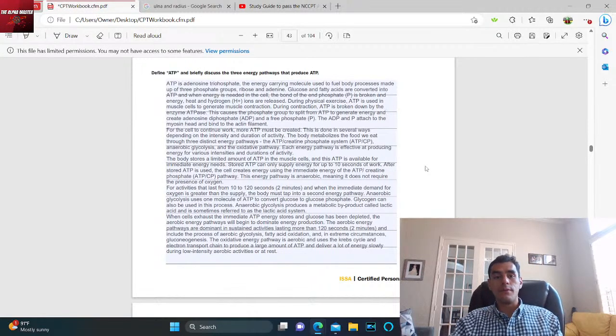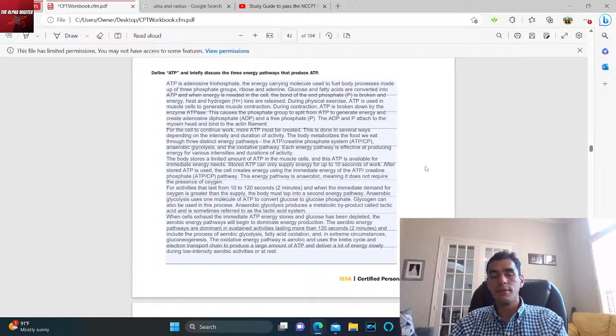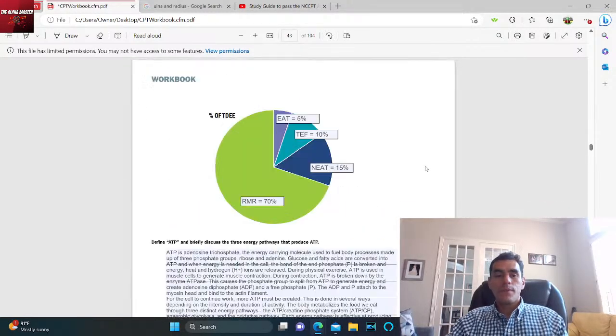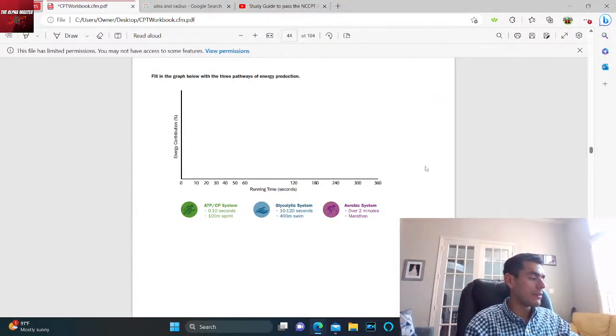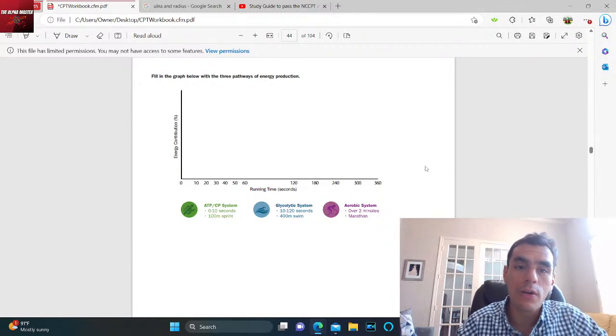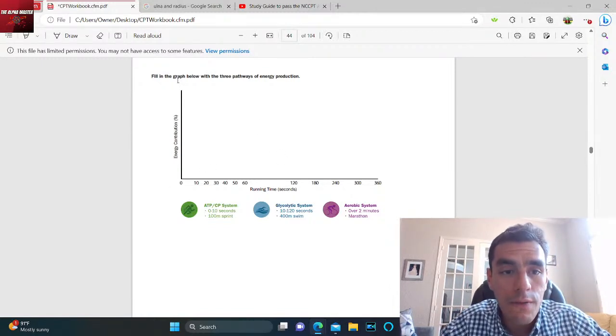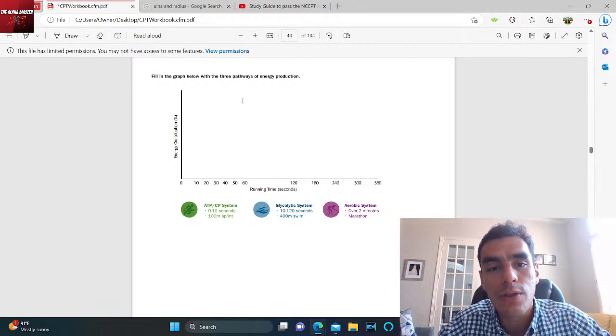Define ATP, adenosine triphosphate, and briefly discuss the three energy pathways that produce ATP. Fill in the graph below with the three pathways of energy production.